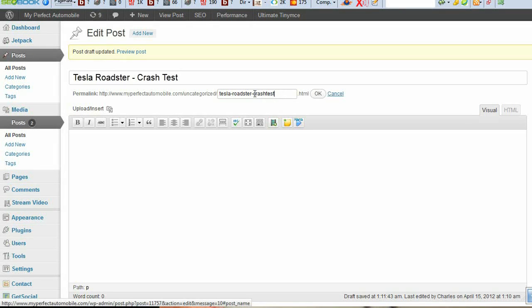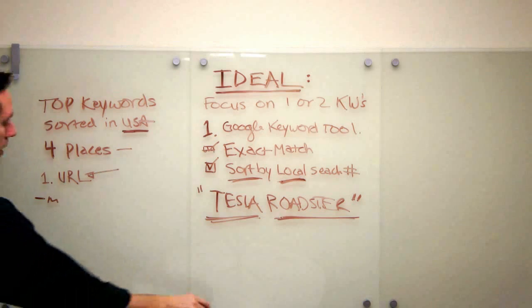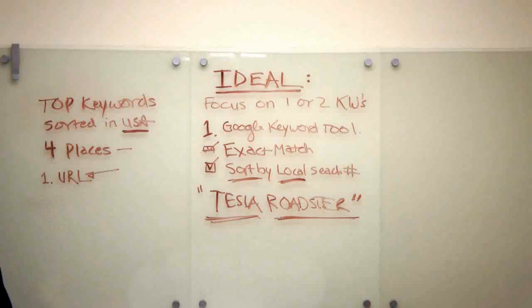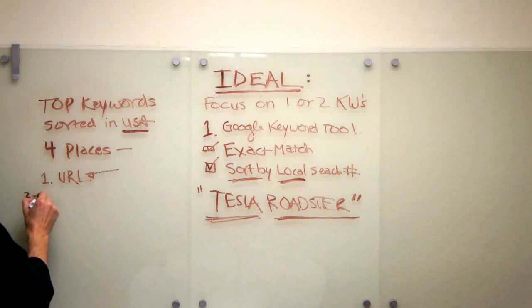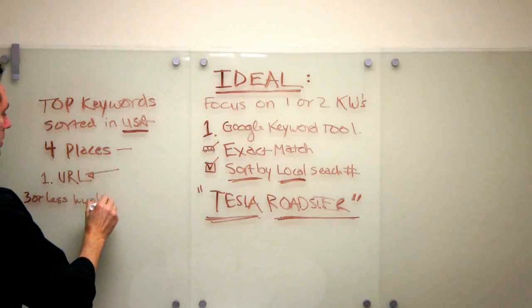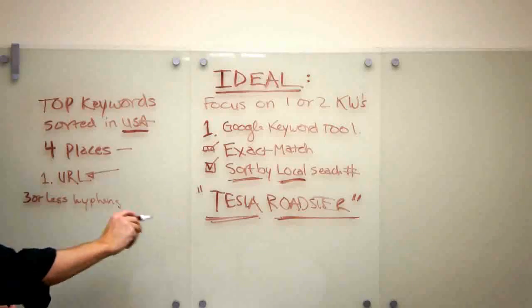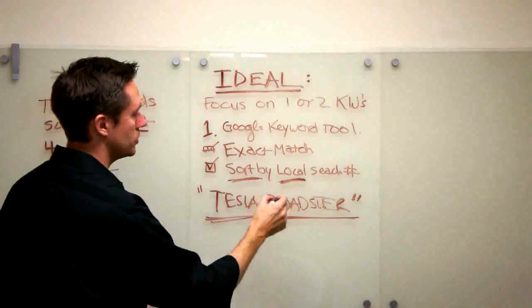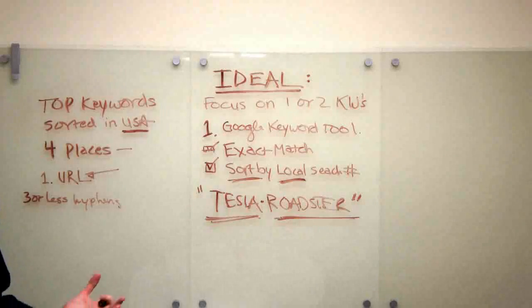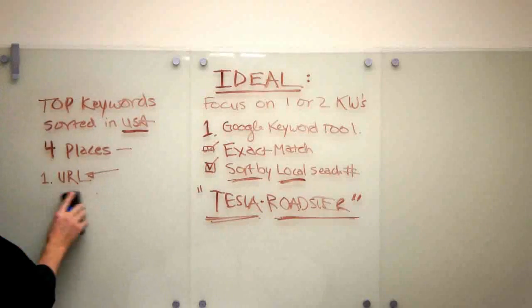Right. In WordPress, it gives you an option of what you want the URL to be. Okay. You don't want to have too many hyphens in it. WordPress automatically puts hyphens. Ideal is 3 or less hyphens in the URL, but you definitely want the keywords to be front loaded. So you want Tesla-Roadster in the URL. So that's the first place, right? 3 or less hyphens is good.